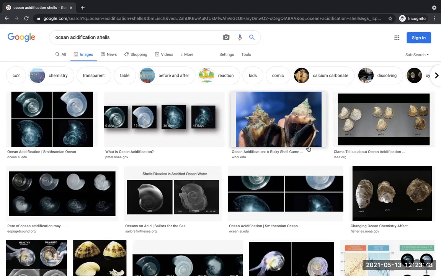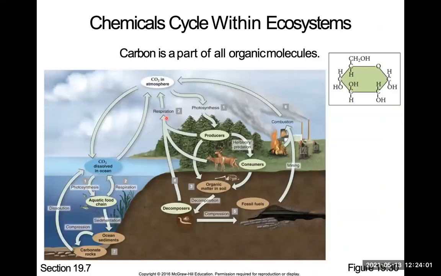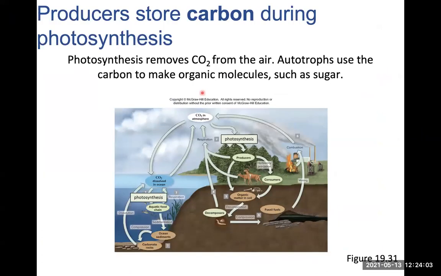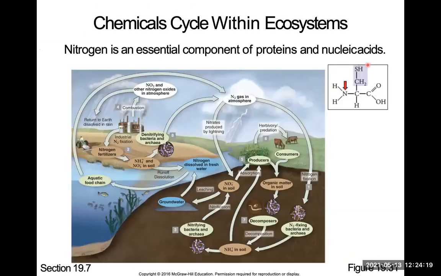So this is really important that you guys know about it, because it tells you what we're doing to the environment. So I will ask you about ocean acidification on the exam, because it's a very important topic. So that's the carbon cycle. Photosynthesis removes carbon from air. Autotrophs use carbon to make organic molecules such as sugar, but because there's no balance, we have a lot more carbon in the environment than the plants are absorbing.